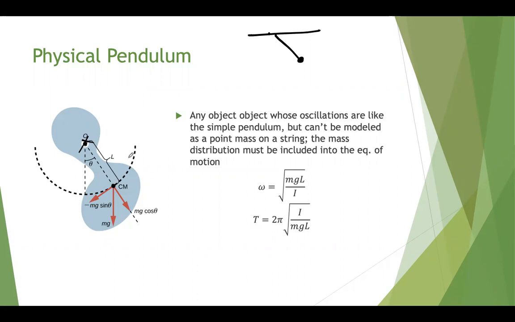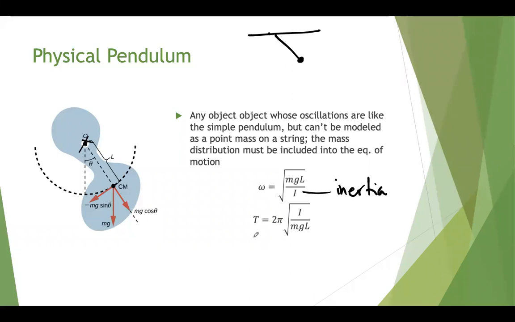So you have to use different equations of motion in order to do this. Again, I'm not going to go through the detail, but this is what you end up with. So this is our omega. It is equal to the square root of mgl over I. Remember, I is inertia.